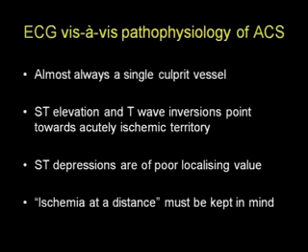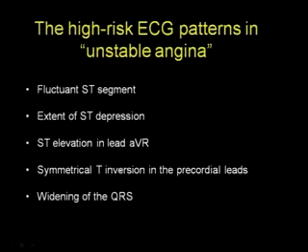In acute cardiac ischemia, usually we have a single culprit vessel, almost always. You have localizing value of the ST segment elevation and of T inversions, but ST depressions do not have a localizing value. So if we look at unstable angina, which is the high-risk patient? From the ECG, it is one who has very fluctuant ST segments.